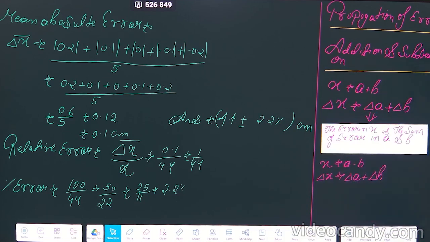Now it is visible. Okay, now it is visible. So it is visible or not?